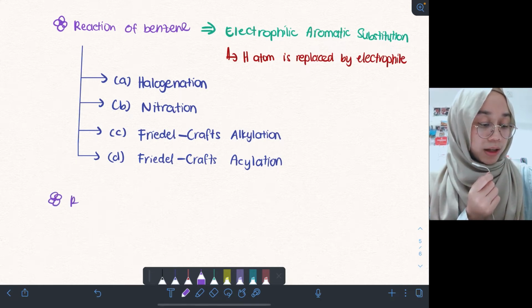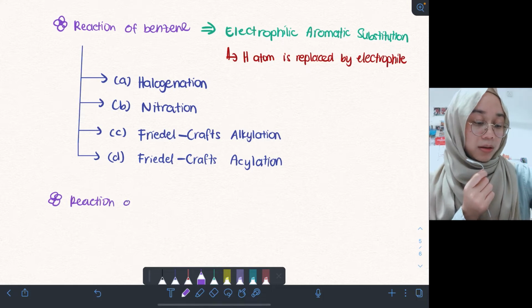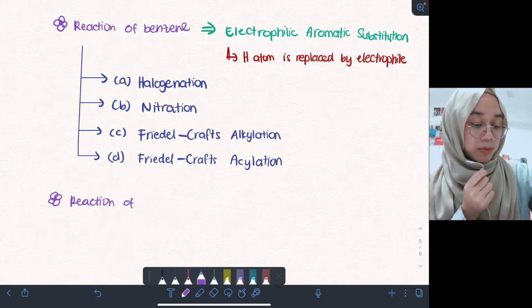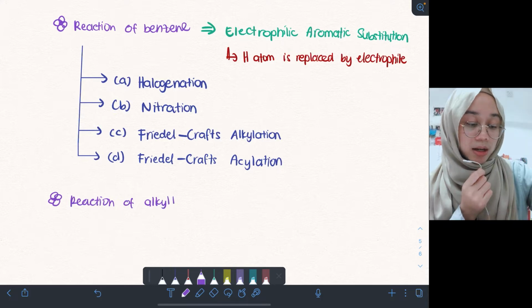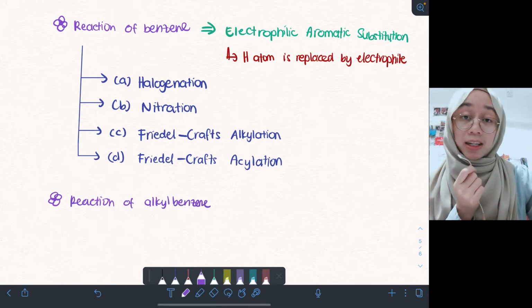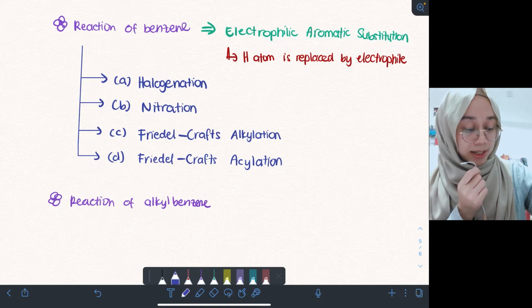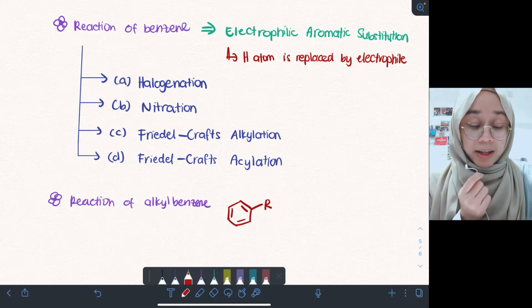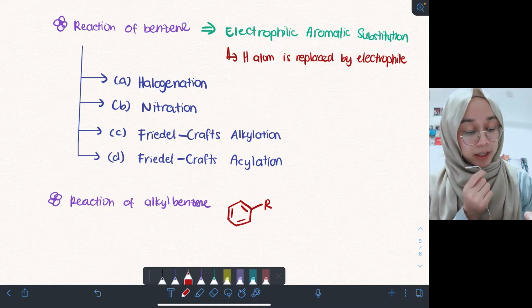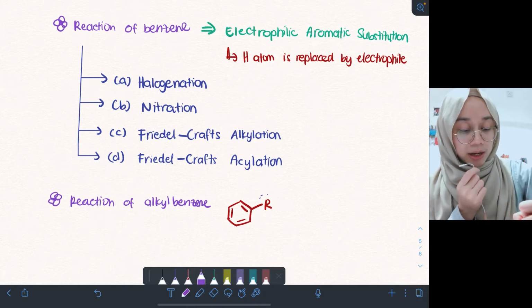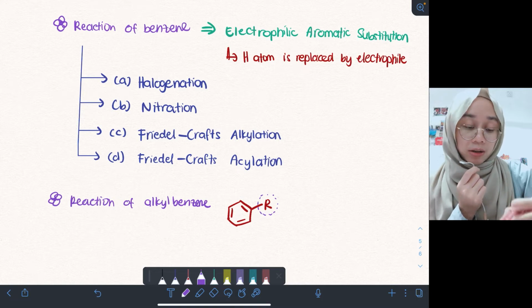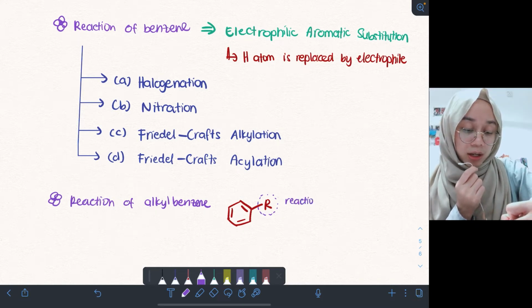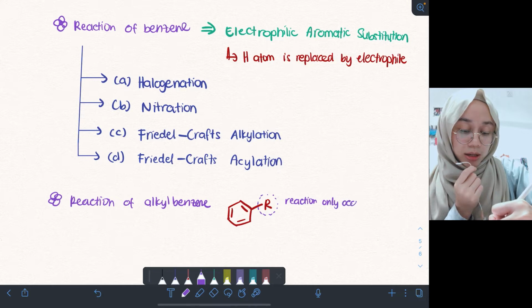So reaction of alkyl benzene ni, apa benda alkyl benzene? Alkyl benzene bermaksud benzene ring yang ada alkyl group yang attach dengan dia. Ini adalah kita punya benzene ring, and then dekat benzene ring akan ada alkyl group. So specifically kalau reaction of alkyl benzene ni, reaction akan berlaku dekat bahagian alkyl group sahaja. So reaction only occurs at alkyl group.